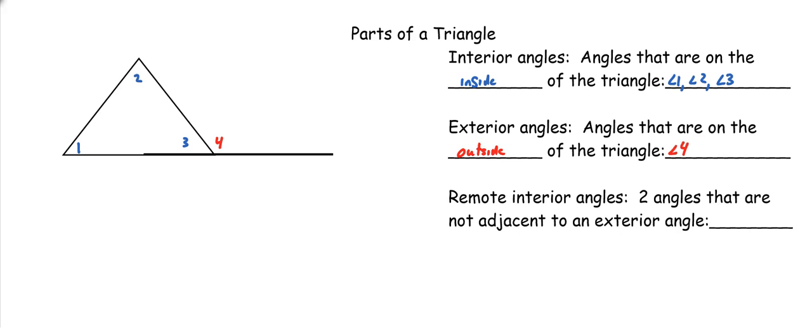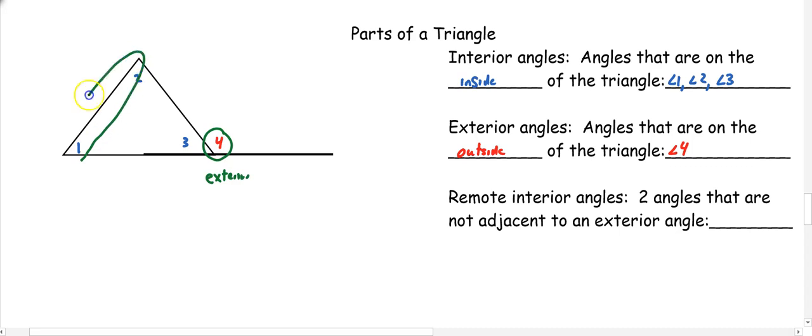Now, an important thing to know is that the remote interior angles are the two angles that are not adjacent to the exterior angle. So if 4 is the exterior angle, then angle 1 and angle 2 are the remote interior angles.